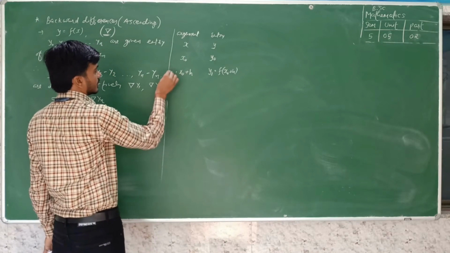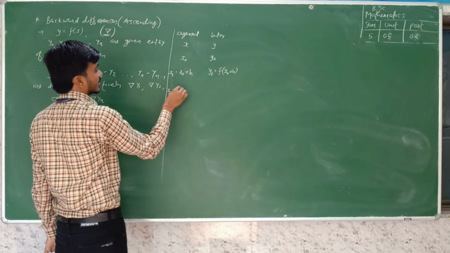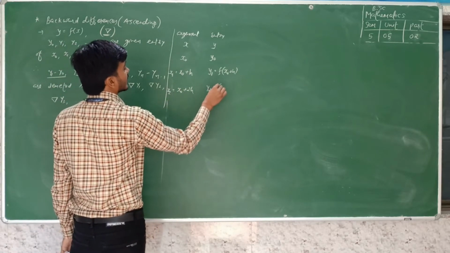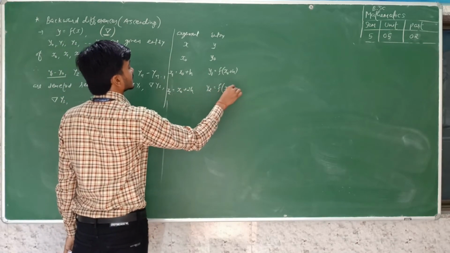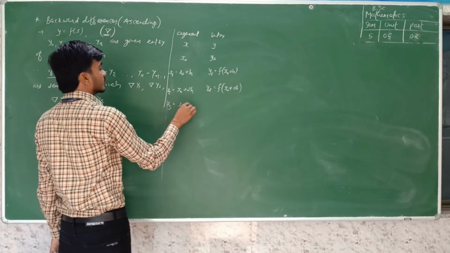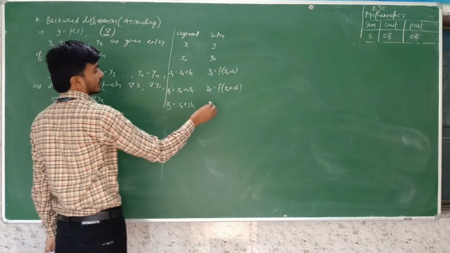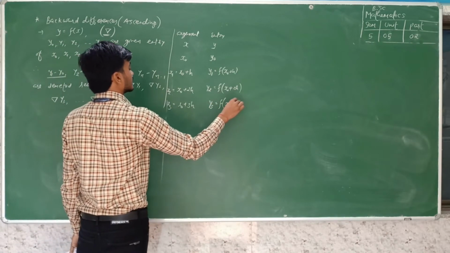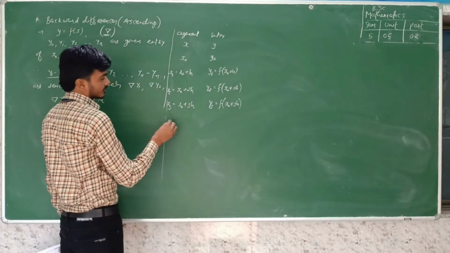Suppose the second entry x2 is x0 plus 2h. Here we produce the output y2, f of x0 plus 2h. x3 is x0 plus 3h. This is the entry. So here the output is y3, f of x0 plus 3h.